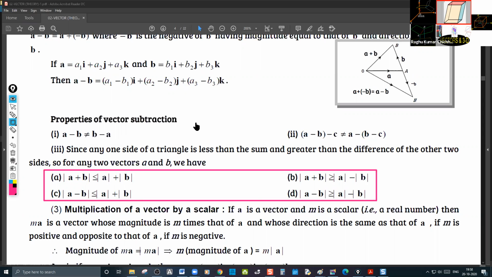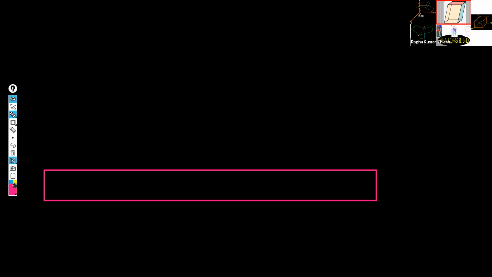I'm not going to prove this, but I'll give you a hint how to remember it. Equality is possible when they are collinear, please remember. What is to be understood broadly? Let me show you that.